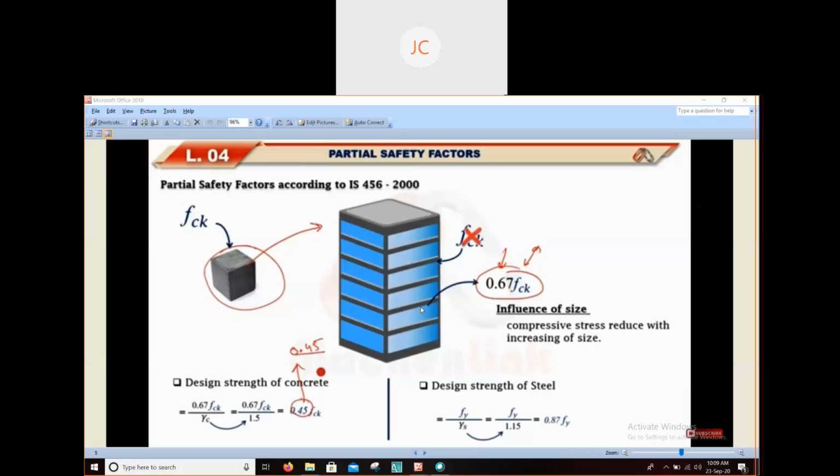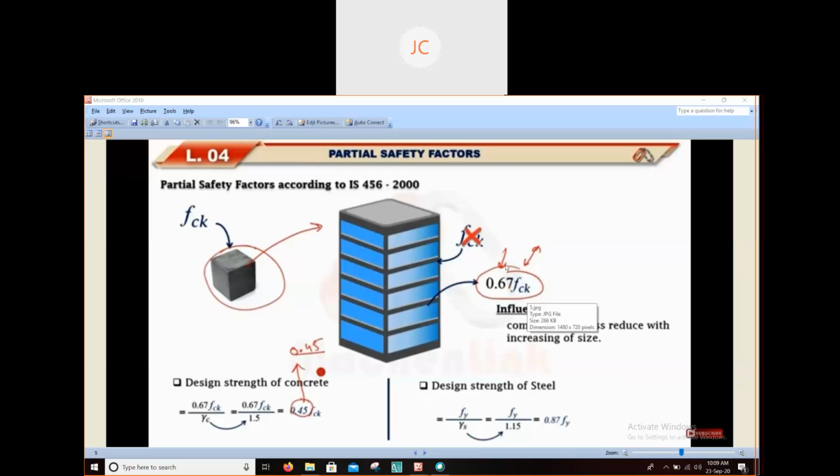Because of that, as the size of the cube increases, the strength reduces a little bit. How much will it be reduced? After experimenting, we found that the strength is reduced by 33%. That means the remaining strength is only 67%. It is written here: compressive stress reduces with increase in size. So only 67% strength we will be getting.